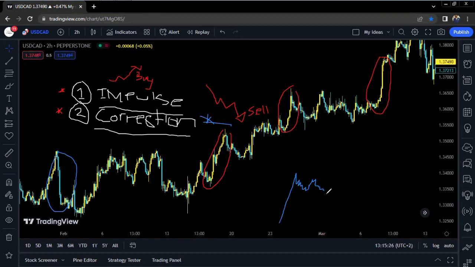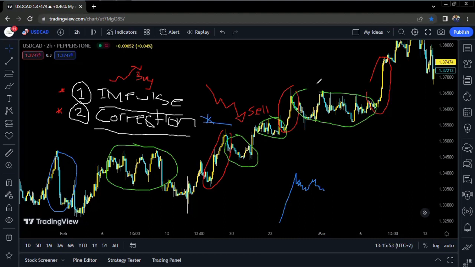Not Lionel Messi. Anyway, so your price action in a correction would look a lot more like that. Let me use a different highlighter. Okay, I'll use green. So your price action in a correction will look a lot more like that.